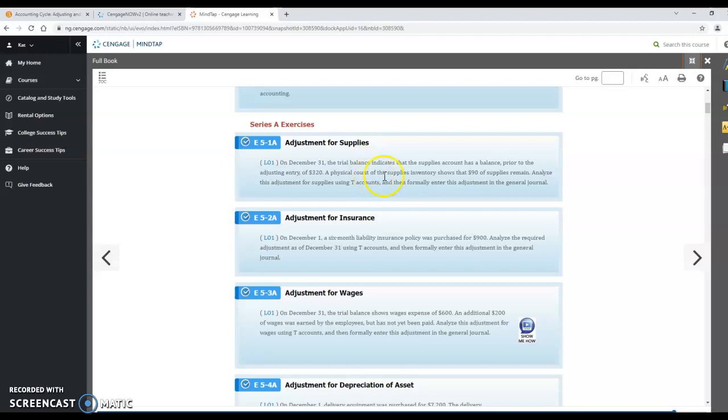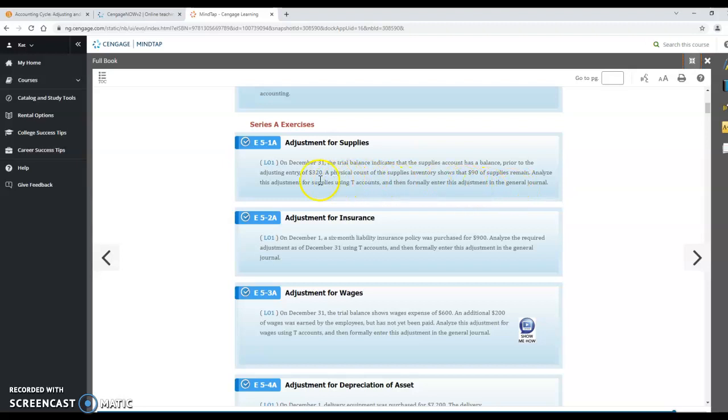Okay, for supplies, the supplies account has a balance prior to the adjusting entry. That means it has a balance on the trial balance of $320. The physical count of the supplies inventory shows that $90 of supplies remain. So we need to analyze this using T accounts and then put the adjustment in a general journal format.